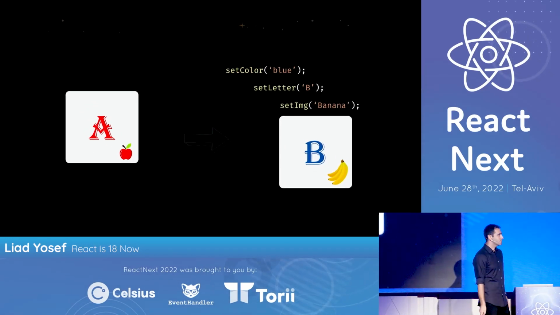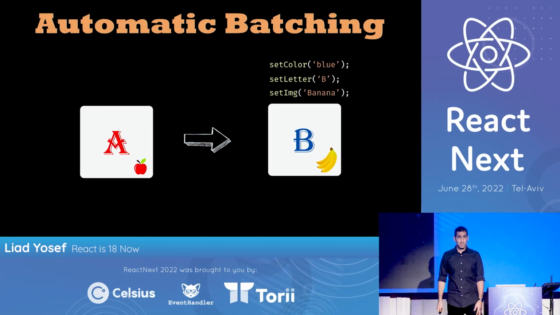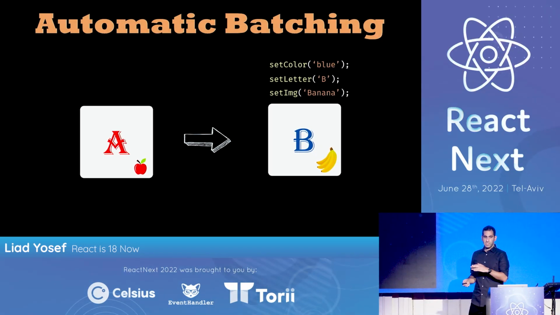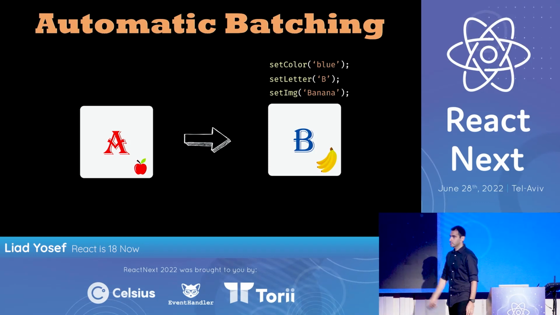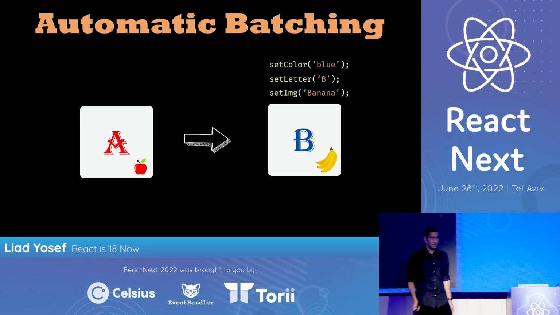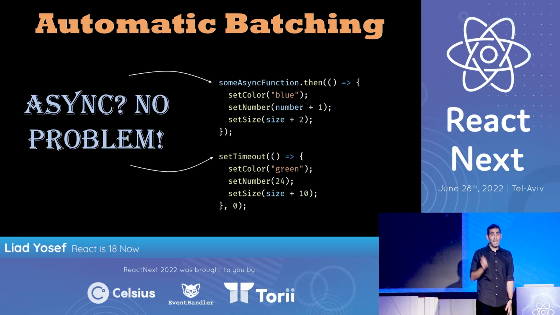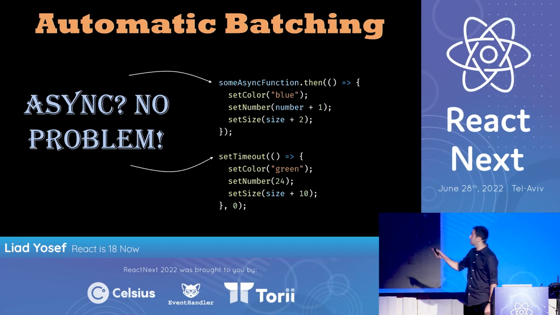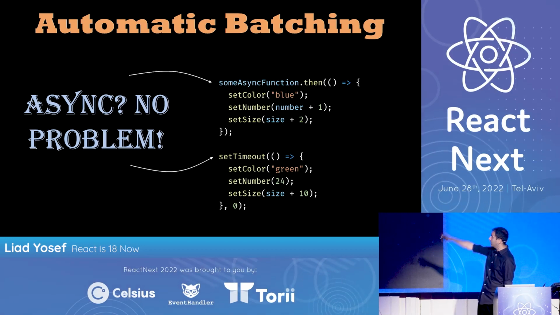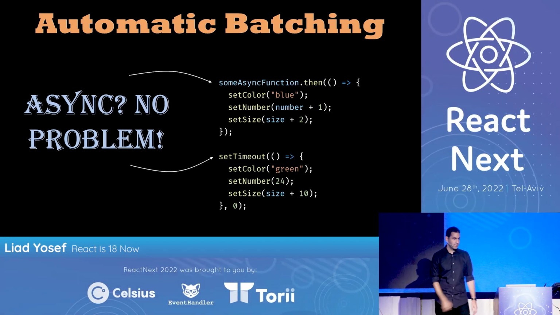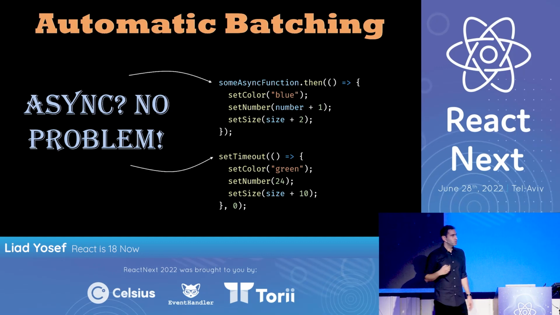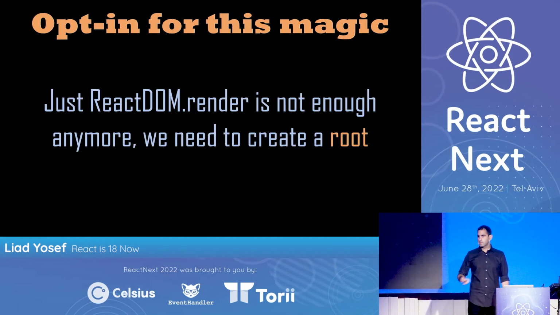But luckily for us, React knows to do automatic batching, which knows to take all of those state changes and do them all at once. Now, React 17 already does that, but it doesn't do it in async callbacks. And React 18 now does it in async callbacks as well. So I can do some async function then, or set timeout, and I will get the automatic batching that I need. To opt in for that, we need to use React 18.